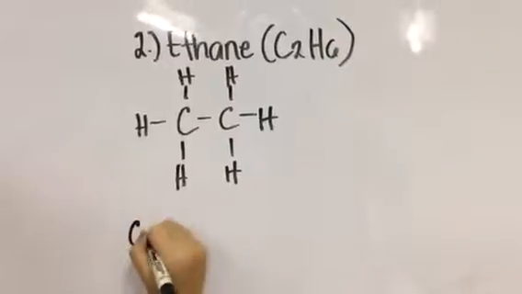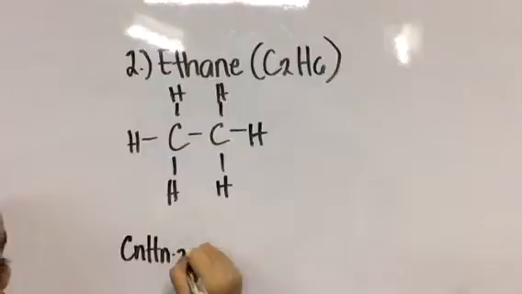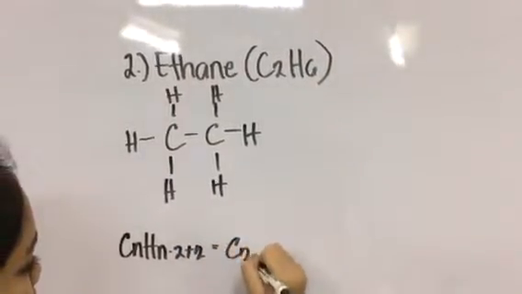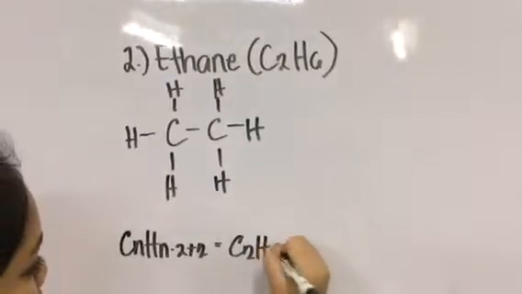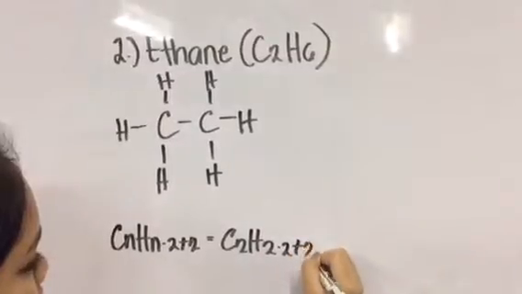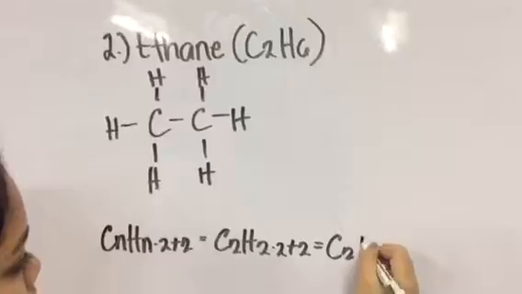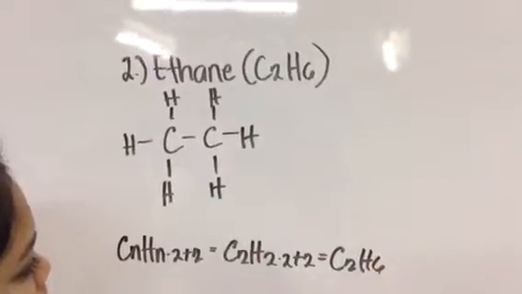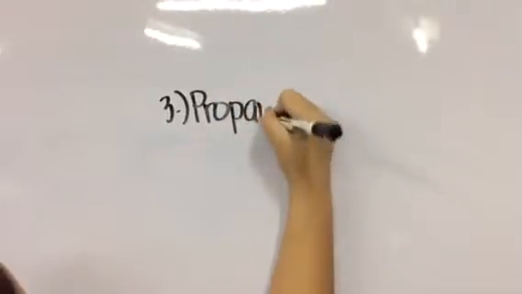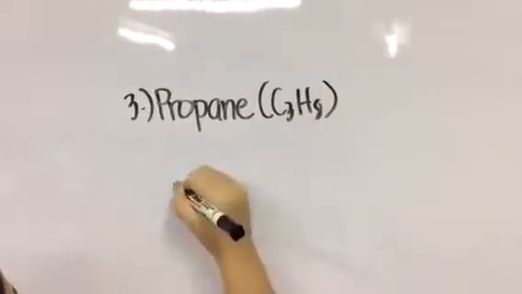And for the ethane, you need to copy the formula. So C sub n and H sub n times 2 plus 2. So you need to substitute it. So C sub 2 and H sub 2 times 2 plus 2 is equal to C sub 2 and H sub 6.